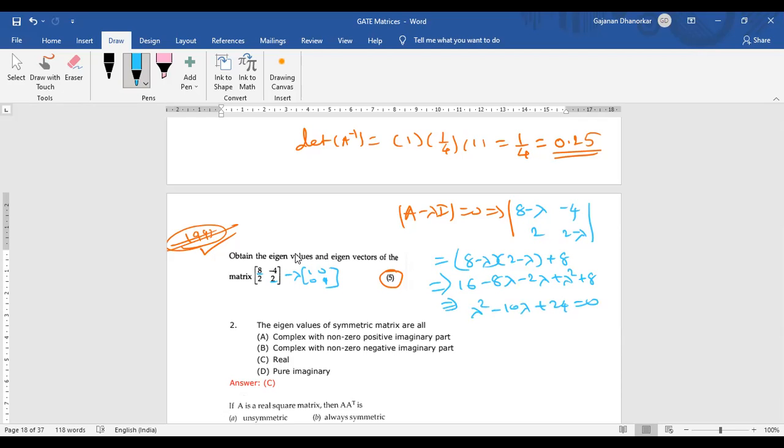Now we have to find the factors. How many factors will there be? Lambda is equal to 10. Which are the factors?